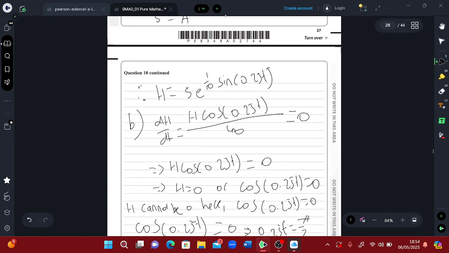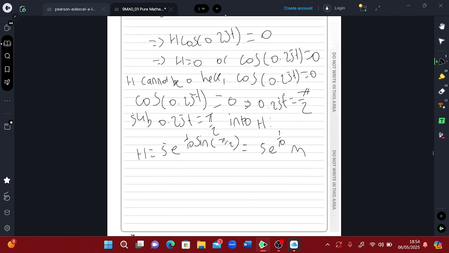Approximation? Yeah, I guess we can do. So let's do that then. So 5e to the 10th, whack it in the calculator, gives you about 5.53 meters to 3 sig figs. It's a bit messy though.